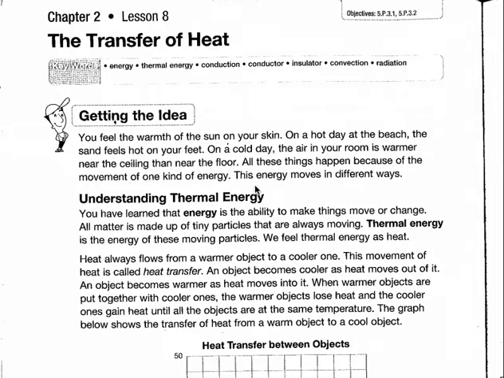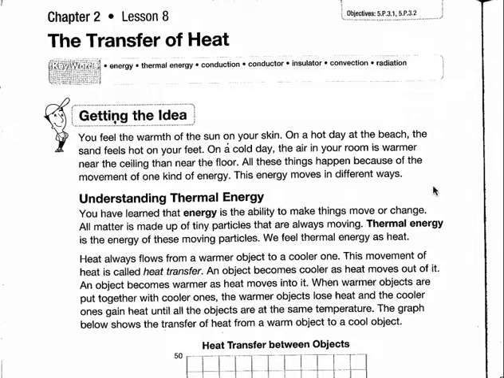Getting the idea. You feel the warmth of the sun on your skin. On a hot day at the beach, the sand feels hot on your feet. On a cold day, the air in your room is warmer near the ceiling than near the floor. All these things happen because of the movement of one kind of energy. This energy moves in different ways.